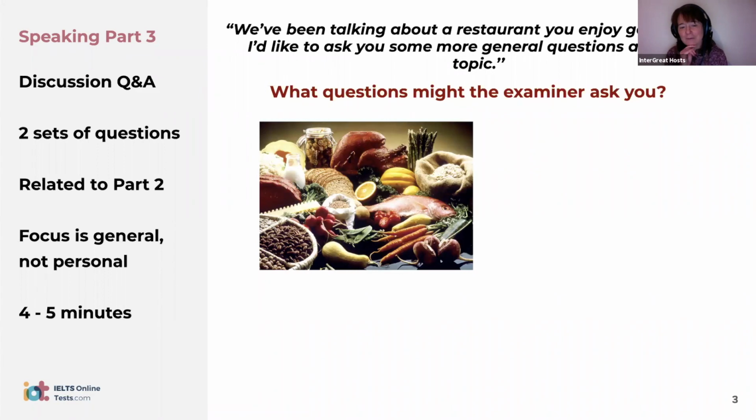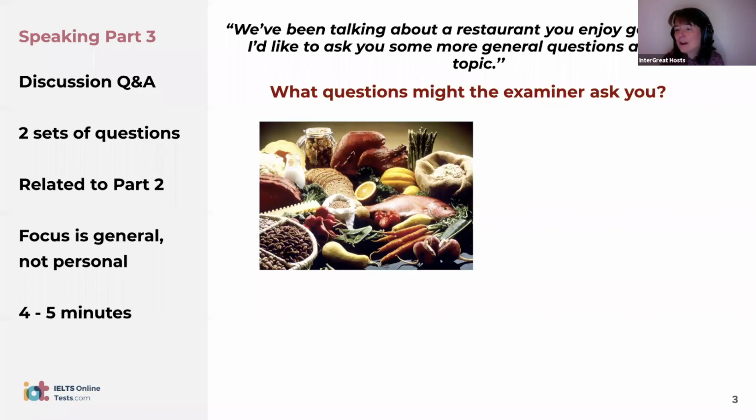So if you look at the first picture, we're looking here at healthy food. What kinds of questions could you be asked in relation to food and health? Remember, general questions that are about food, but specifically about the health aspects of food. So it would be about ways of eating healthily. Remember, it's not personal. Good, Nirmal: do people care about their diet, and how important is it? Comparing fast food and other types of more healthy food.